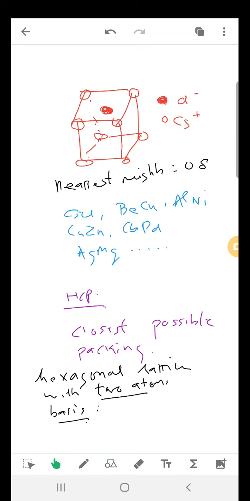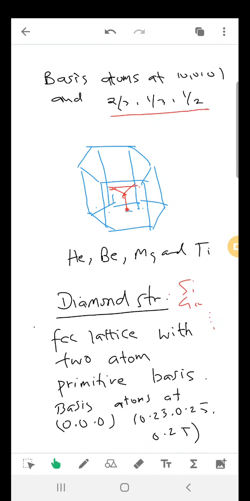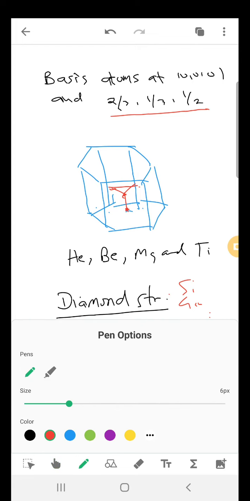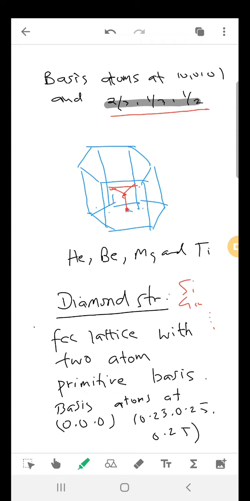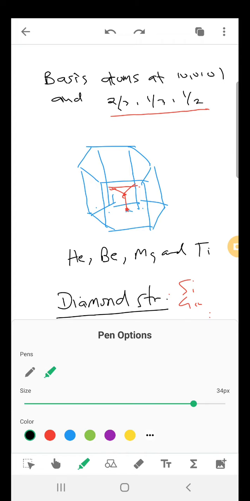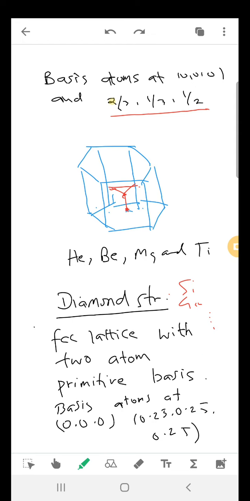Next is your HCP, which is the closest possible packing, and it's a hexagonal lattice with 2 atom bases, and it looks something like this. There is a 2 atom basis at the center, and the basis atoms at 0, 0, 0 and 2/3, 1/3, 1/2. This value is important, and examples are helium, beryllium, magnesium and titanium.